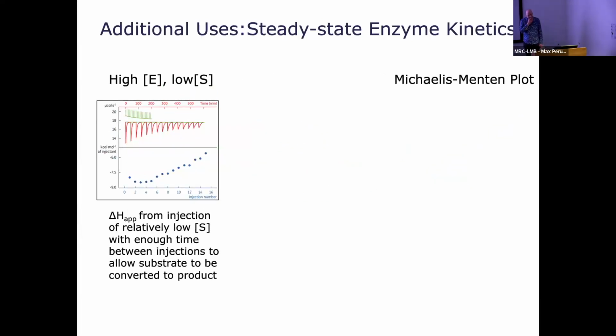Additional uses as well would be using enzyme kinetics to steady state. The first one you would do would be high enzyme concentration and very low substrate, so you're just trying to get the heat of the turnover.